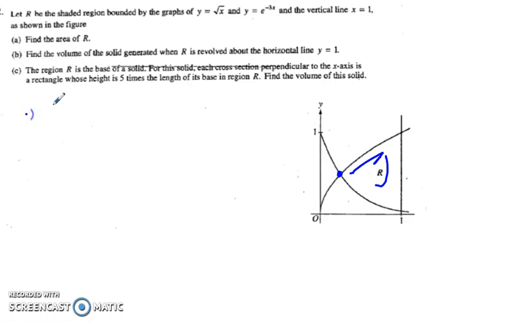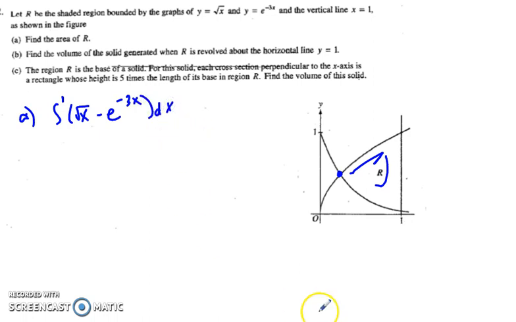So for part A, which wants the area of our region, we know we're going to have to integrate from whatever that lower limit of integration is up through 1, and the top curve is going to be the square root of x, the bottom curve is going to be e to the negative 3x, then we have dx.